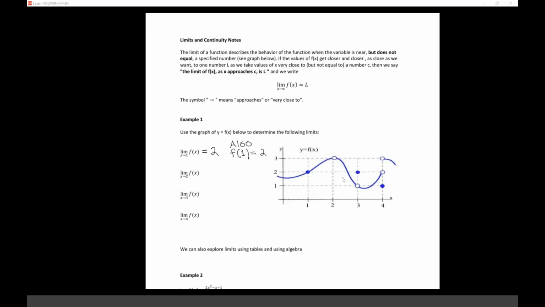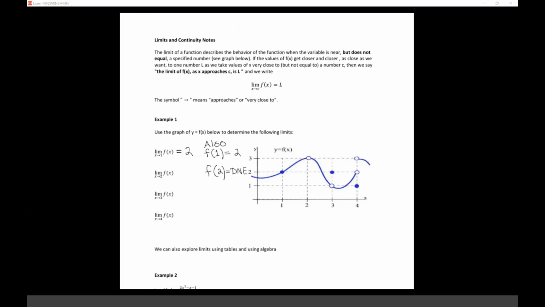Take a look at x equals 2. Everybody see the open circle there at x equals 2? Yeah. What that means is f of 2 does not exist, or you can use the word undefined. There's no output value for f of 2. When you're right at 2, there's nothing. There's a hole in your graph. You probably remember these from working with rational functions in Math 151.